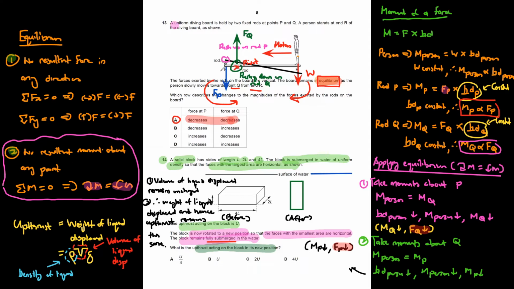You notice that the volume of the liquid displaced has not actually changed. So from there, you can infer that the weight of liquid displaced must not have changed, and therefore upthrust must also remain the same here. So in your case, if before this your upthrust was U, it must also be U now. Okay, so answer for this is B.